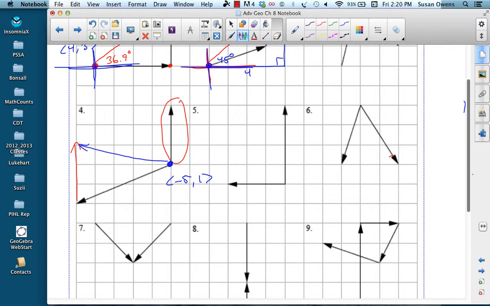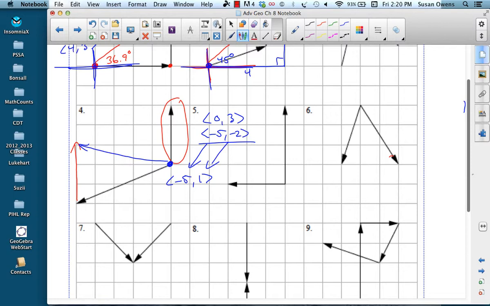And if you take each of the other vectors and change them into component notation, this would be 0, 3, and the other one would be -5, -2. If you add them together, you notice that you still end up getting the same thing. Either way works.